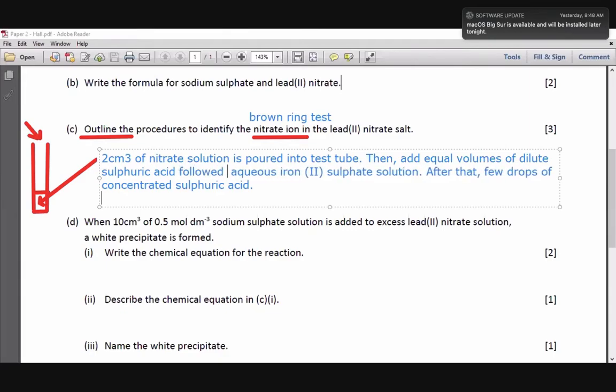Followed by iron 2 sulfate solution. 然后这个是加那个 concentrated sulfuric acid, but you have to be careful. After that, a few drops of concentrated sulfuric acid. It must be concentrated. So it's added slowly at the edge of the test tube.